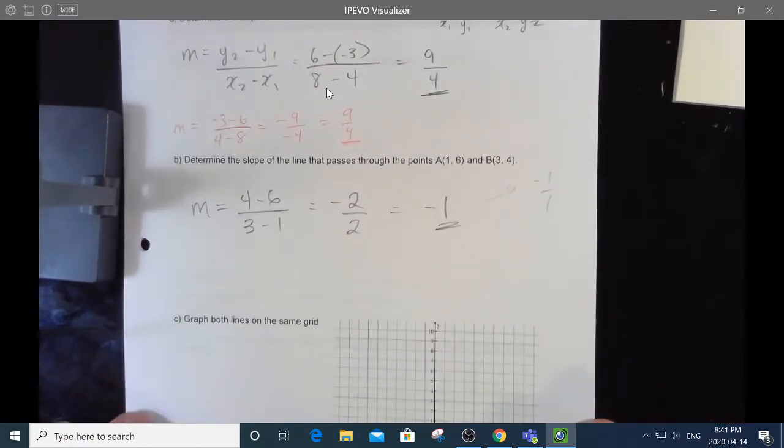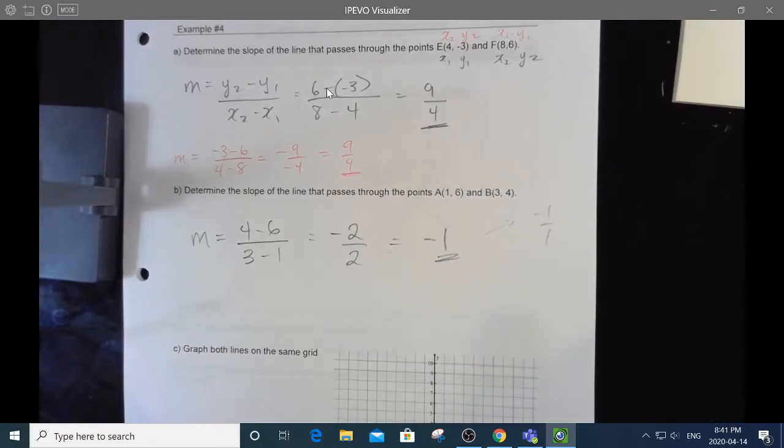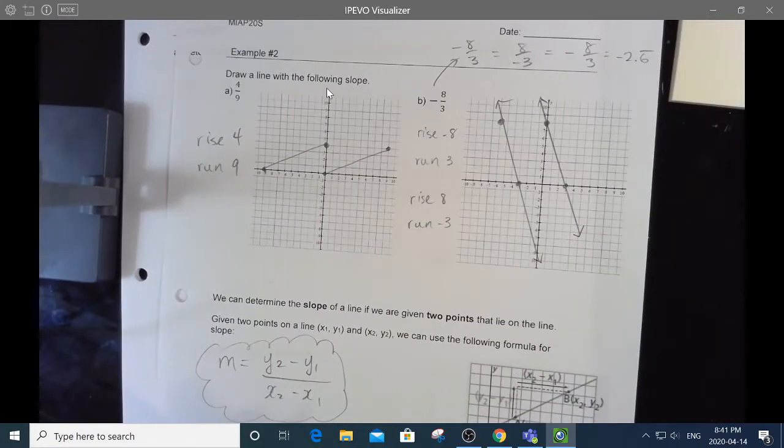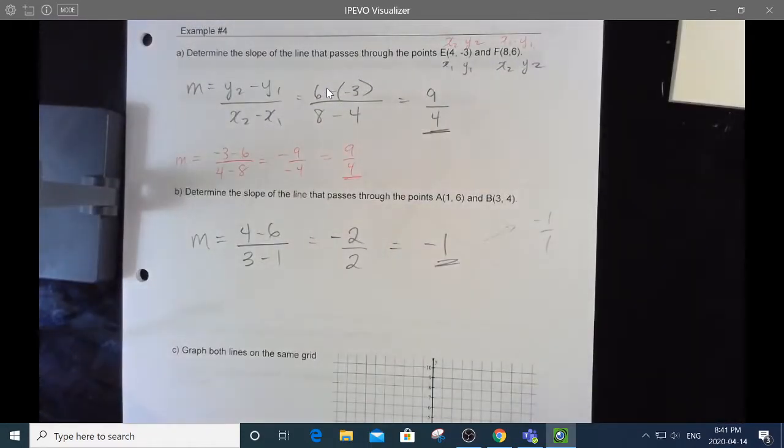All right, now it wants us to actually graph these two things. Oh, sorry guys, back to graphs. So what do you think? Will these two lines look the same? Will they be parallel like these guys were? What do you think? Well, let's graph it and see.